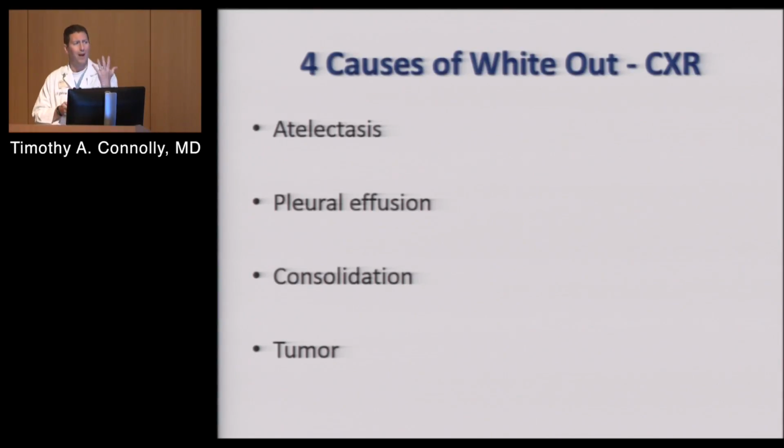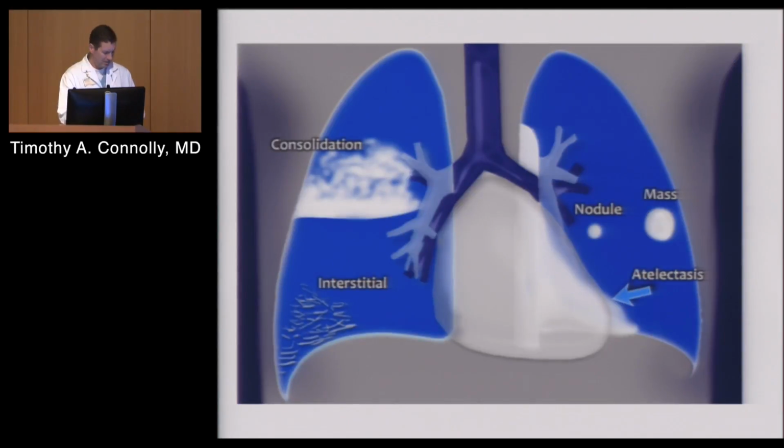So when you see a white shadow on an X-ray, generally speaking, it's one of these 4 processes. And so you can usually figure that out fairly easily clinically or with other clues on the film. So atelectasis, pleural effusion, consolidation, meaning generally pneumonia, infiltrate, some kind of a dense process of inflammation, and then tumors, whether it's malignant or benign. So this just emphasizes 3 of those points.